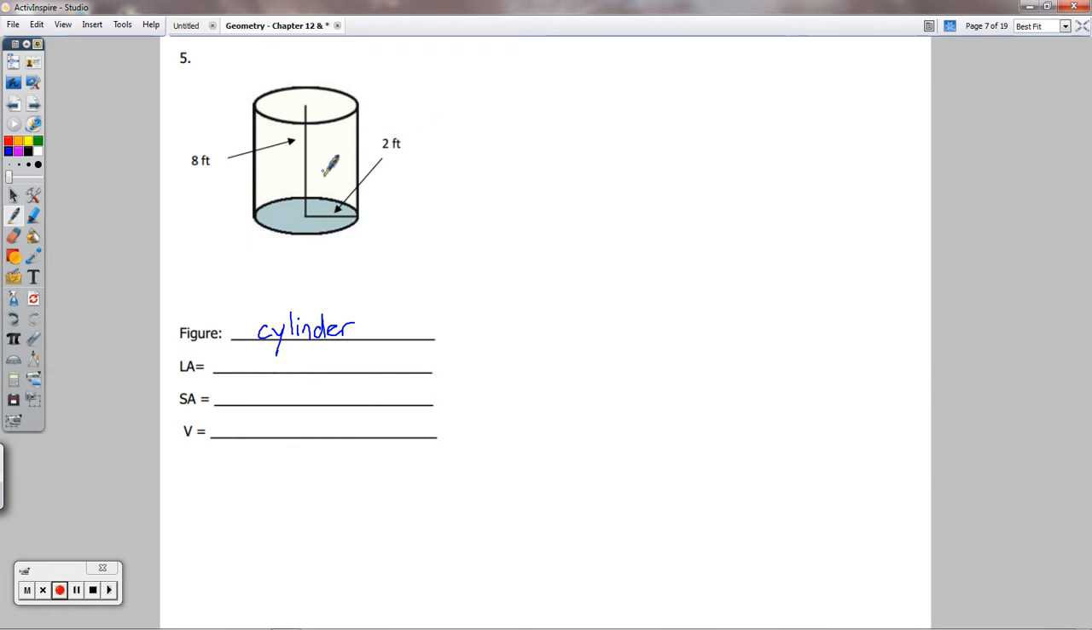So if you remember, if you cut it right along here and unfold it, you'd have a rectangle, and that rectangle would have a base the same length as the circumference all the way around. So you've got circumference times the height, or in other words, 2 pi r times the height. So from there, you've got 2 pi times, and the radius is given to you right there, it's 2. The height is given to you right there, it's 8. So this would be 2 times 2 is 4, 4 times 8 is 32. 32 pi, and we're given units as feet, so 32 pi feet squared.